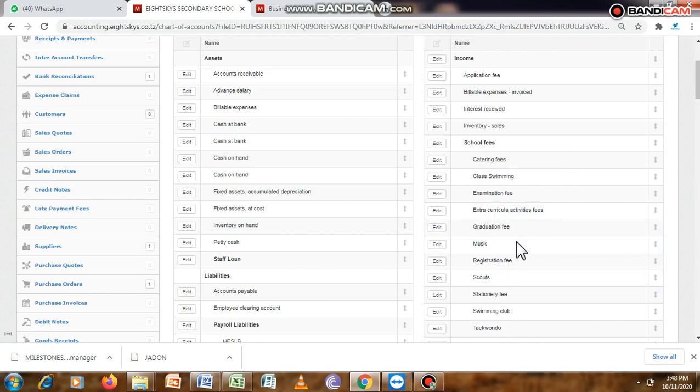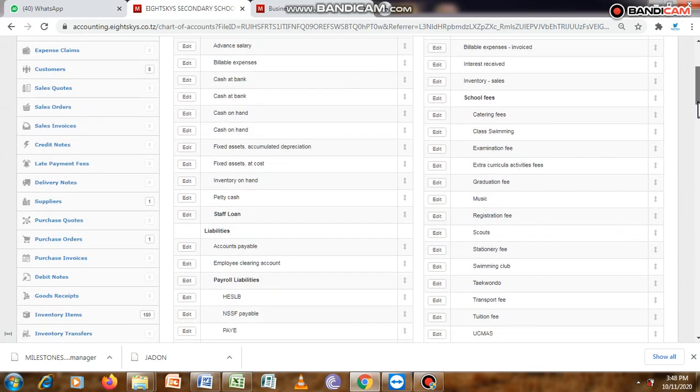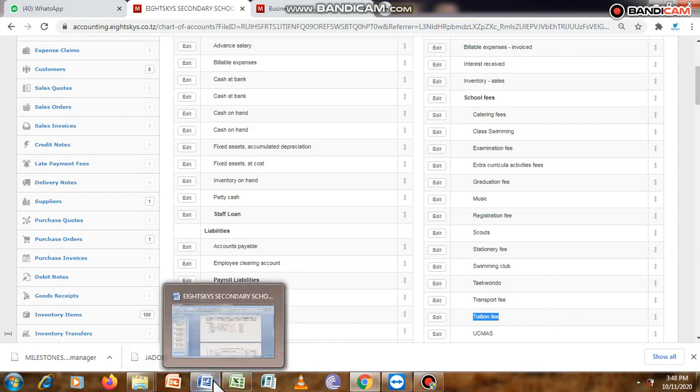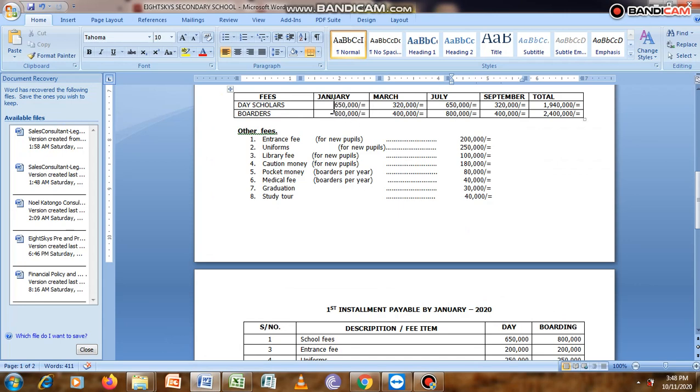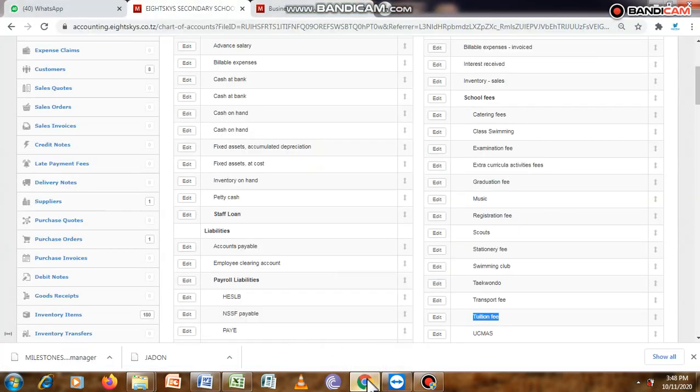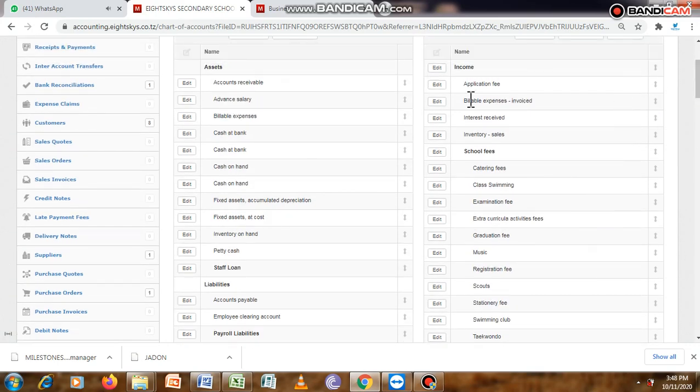So catering, class examination, registrations. Why am I not seeing it? Okay, we have tuition fee here. So tuition fees is our school fees. Now, according to our chart of accounts, these are the tuition fees here. Then we need to have entrance fees. Let's go to the chart of accounts and see if we have entrance fees. I'm not seeing entrance fees, but I guess it's this one here.